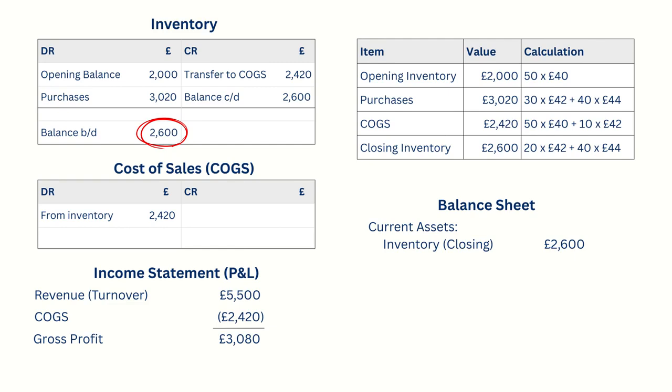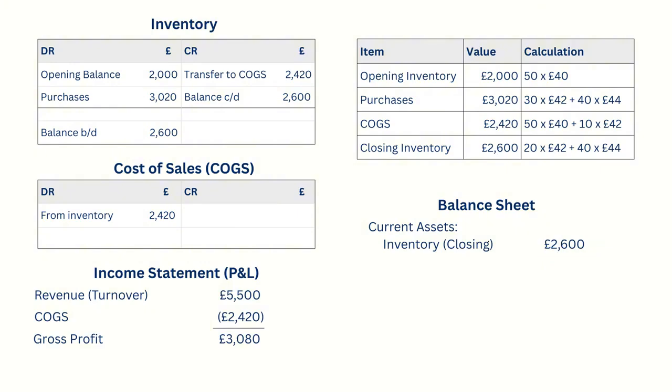Now looking at the cost of sales T account, you can see the £2,420 being debited from inventory. This becomes the cost of goods sold in the profit and loss statement. In the P&L, we have revenue of £5,500, COGS of £2,420, leaving a gross profit of £3,080. Finally, the balance sheet shows the closing inventory of £2,600 within current assets.